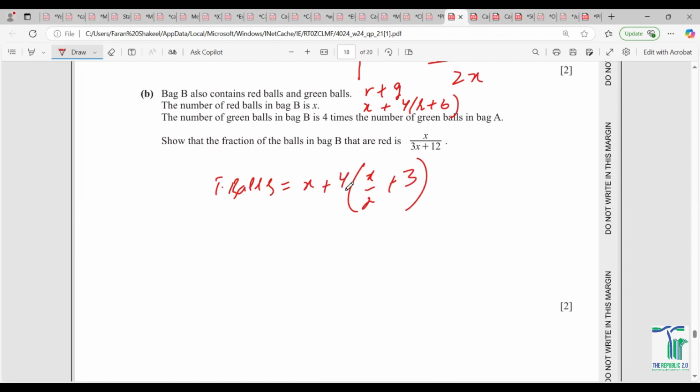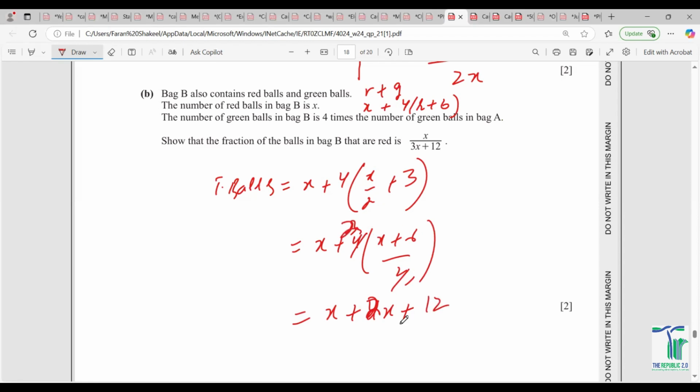We're talking about green balls. So you would be having 4x plus x plus 6 divided by 2. That would eventually become x plus 2x, and 2 times 6 is going to be 12. So the total number of balls would be 3x plus 12.